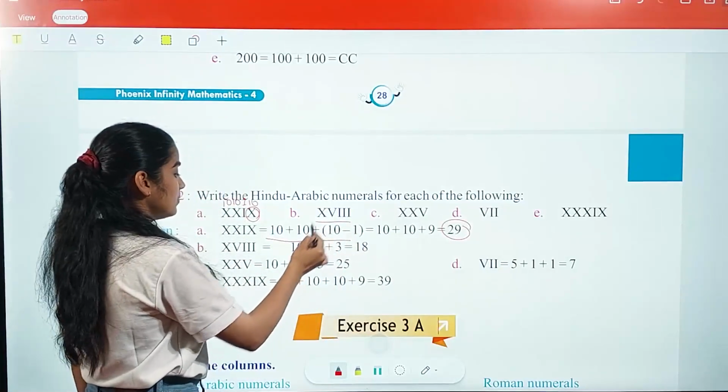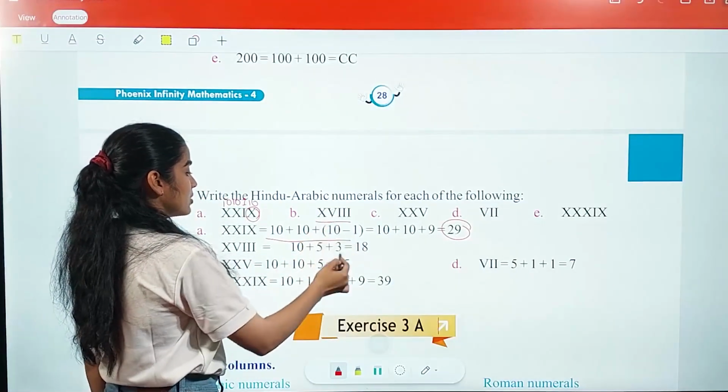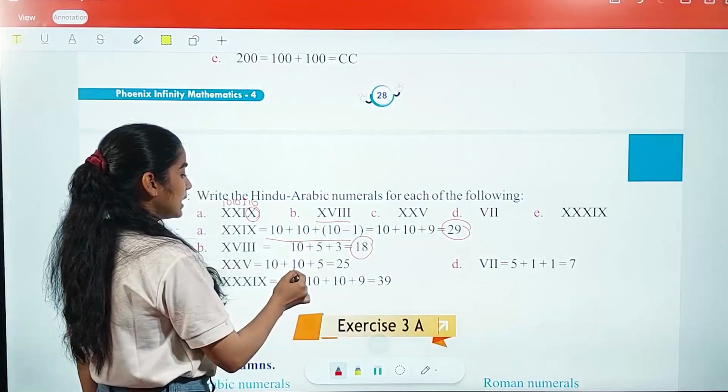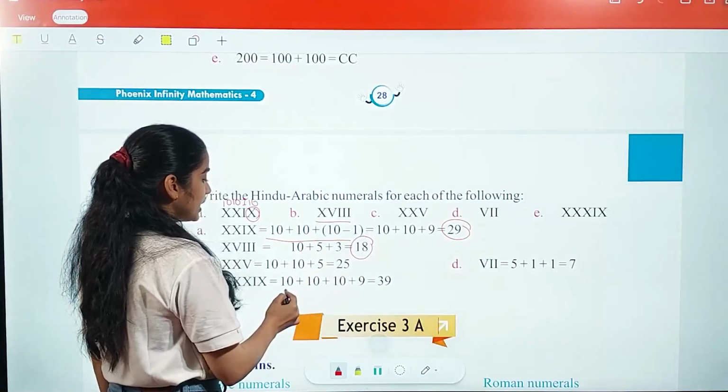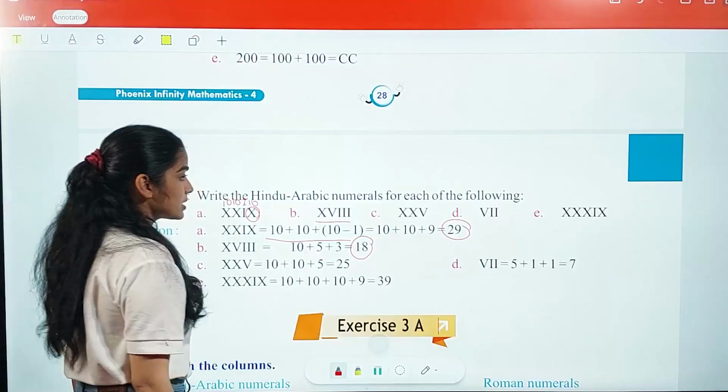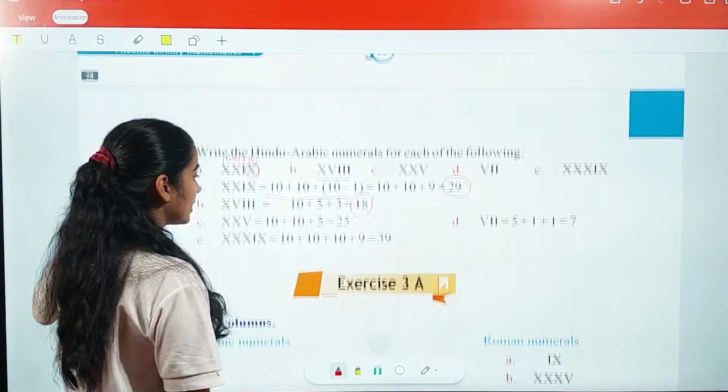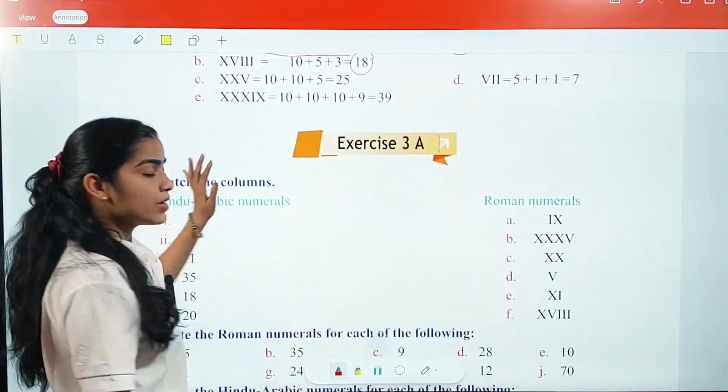Next we have 10, 5 and 3. This is 18. Then 10, 10 and 5, 25. Then 10 plus 10 plus 10 plus 9 because we have a bigger number at that. So 39. Now we have our exercise.